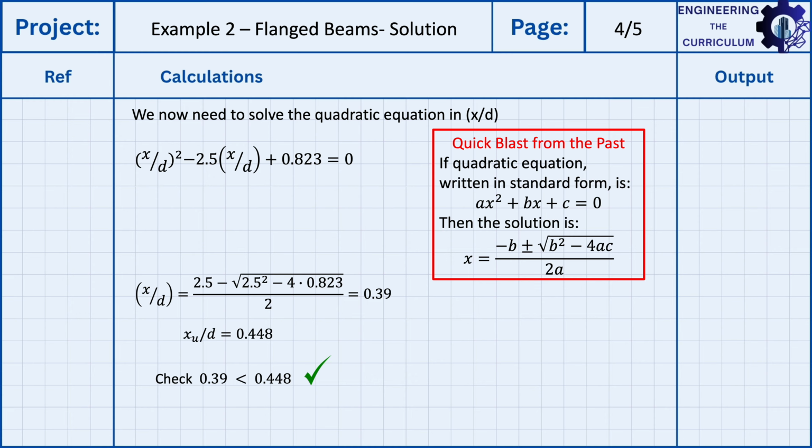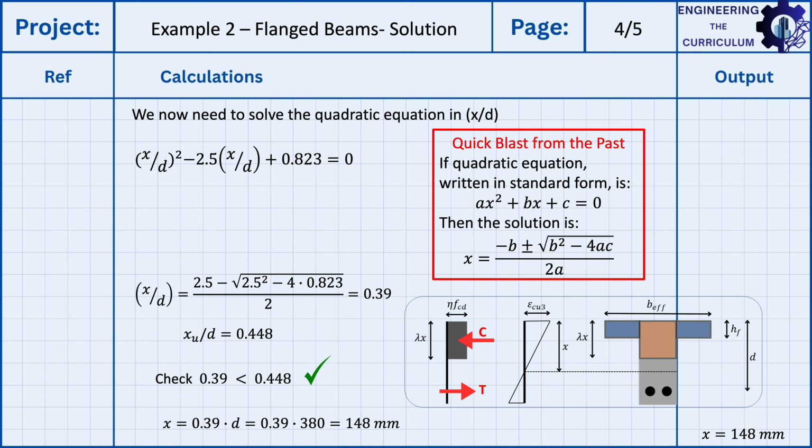Now, xu over d, the limit, was 0.448. So we need to first check that the x over d that we got is smaller than that limit, and it is. So that's great news. And that means that x equals 0.39 times d, which works out as 148 millimeters. So that is x, the depth to the neutral axis, 148 millimeters.